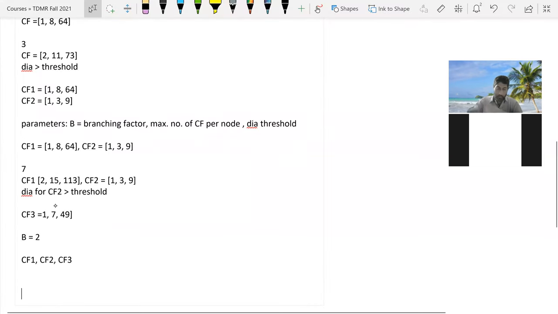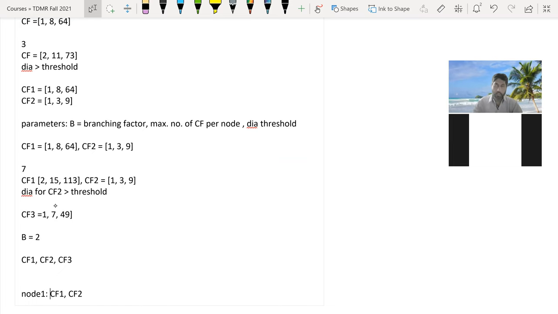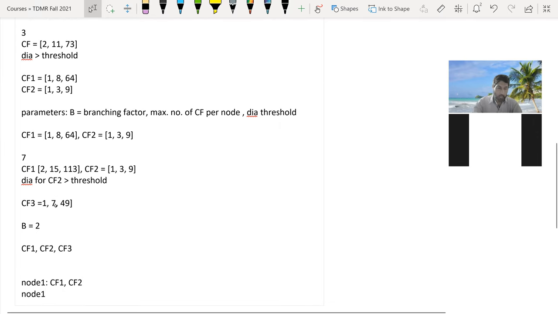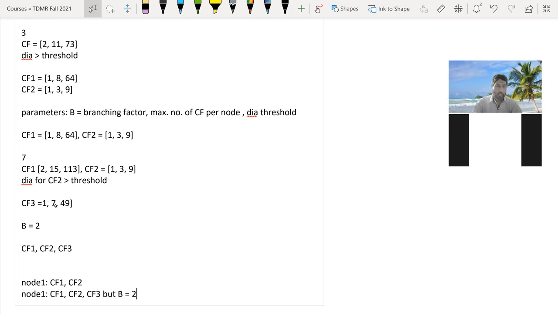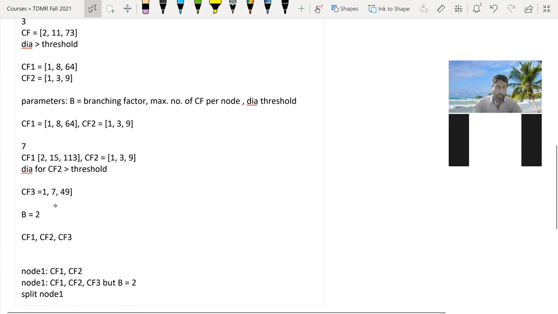So let me just take a hypothetical example. Let's say you had CF1 and CF2 in one node. So let's say this is node 1. It has these two things. And let's say a new object came, you put it in CF2, but CF2's diameter exceeded. This means you have to create a new CF for it. So in node 1 you now have CF1, CF2 and CF3. But let's say the branching factor is equal to 2. This means no more than two can fit in a node. So we will have to split node 1, okay?